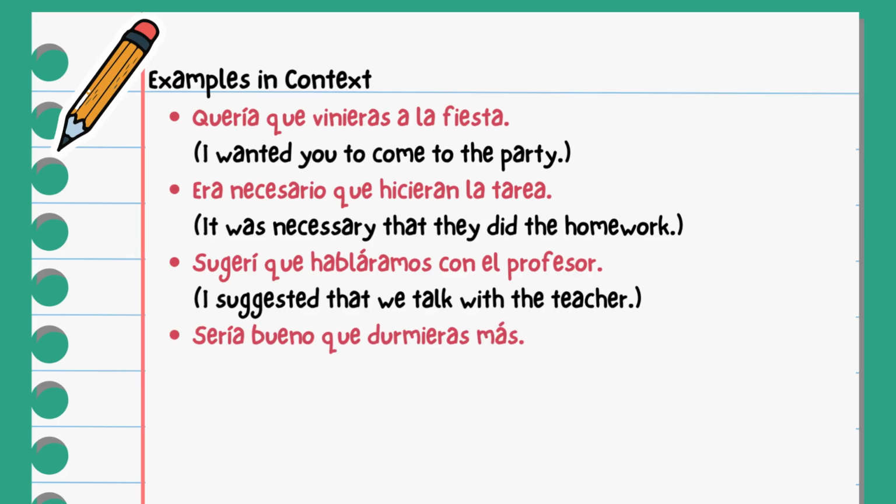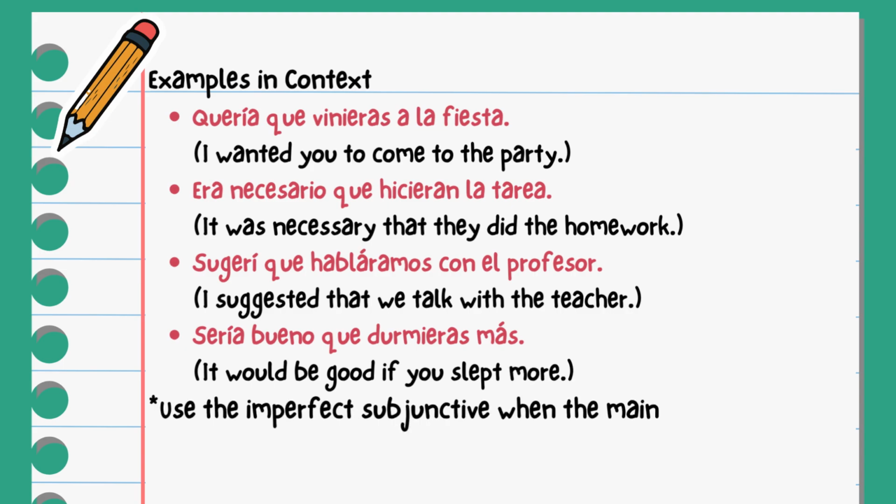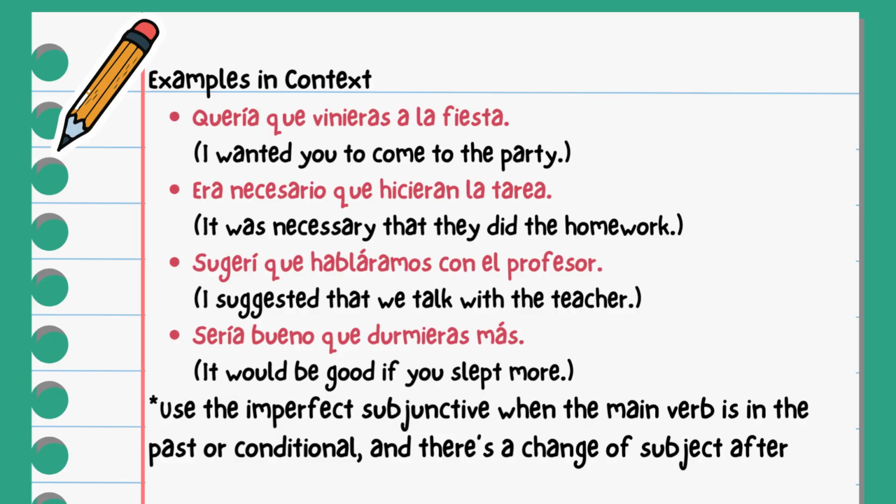Sería bueno que durmieras más. It would be good if you slept more. You use the imperfect subjunctive when the main verb is in the past or conditional, and there's a change of subject after que.